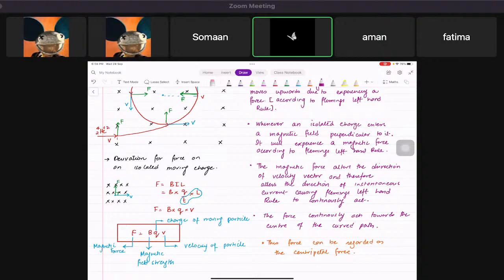So will they ask us to draw this drawing, the circular one? Yeah, they might give you a path and they might ask you to draw either the magnetic field, whether it's into the page or out of the page, or they might also ask you to draw the vector of force or something like that. They can do that.